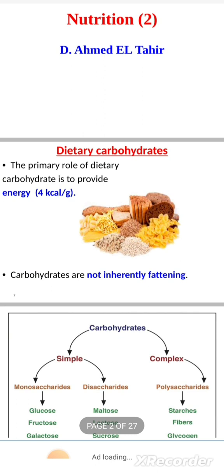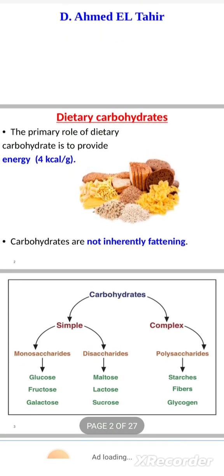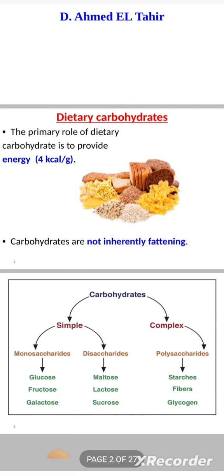It's a primary source for energy. It provides 4 kilocalories per gram. That is, the energy produced from 1 gram of carbohydrate is 4 kilocalories. You can convert kilocalories to joules, as you know.